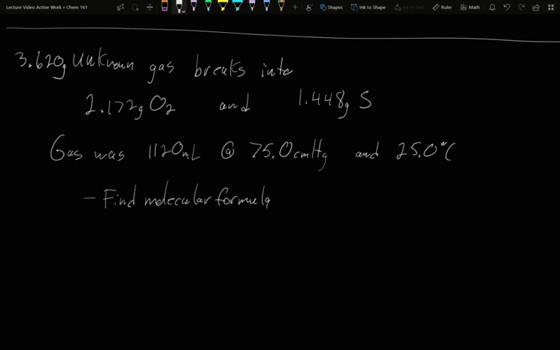Our next problem, we had a sample of gas. It was 3.620 grams of an unknown gas. Well, through various processes, we can break it down and turn it into 2.172 grams of dioxygen and 1.448 grams of sulfur. That gas originally was in a 1,120 milliliter container. The pressure was 75 centimeters of mercury, and it was at 25 degrees Celsius. We're going to take a second and see if we can't figure out the molecular formula. Can we solve the molecular formula for this gas? Go ahead and pause and give that a try.